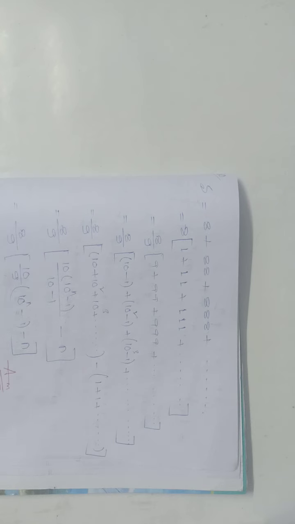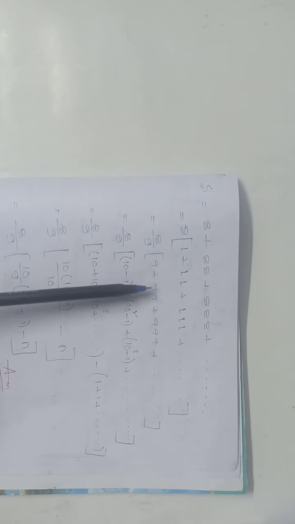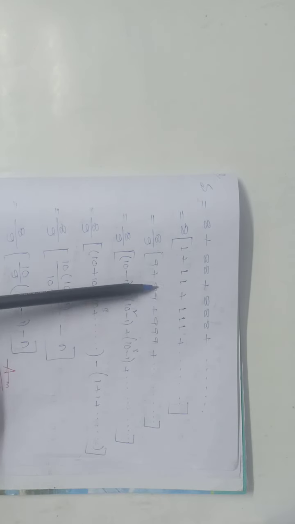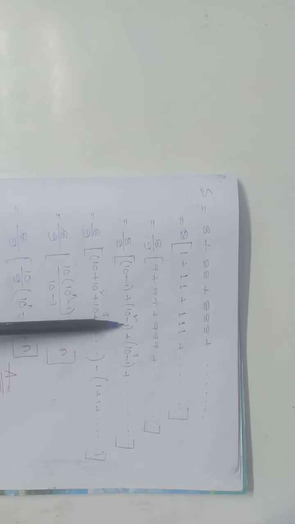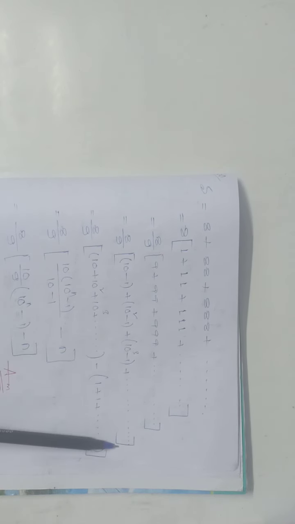After that, take 8 common, then in bracket 1 plus 11 plus 111 plus dot dot. Now divide by 9 and multiply by 9. So 8 by 9 into 9 plus 99 plus 999. Now 8 by 9, 9 you can write 10 minus 1, 99 you can write 10 square minus 1, 999 you can write 10 cube minus 1 dot dot.